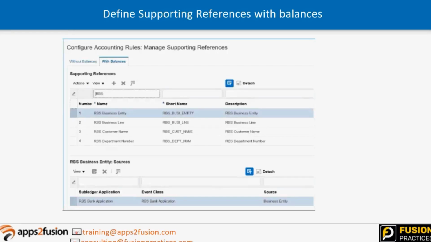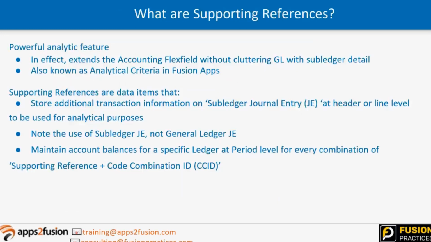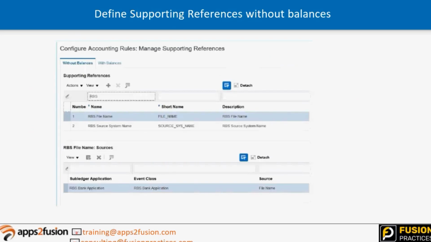Now for the scenarios, Ashish, will this supporting reference be available in GL or only in the subledger? Only in the subledger. So when you drill down to your subledgers, then it will be available. If you want to store any additional value, for example customer number, mortgage owner, or loan officer, values that you still want to store alongside that particular subledger transaction, you can store it and use it for reporting purposes as well.